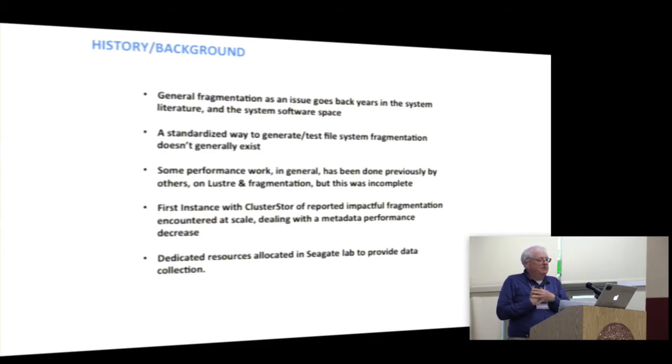The first instance with ClusterStor, which is our Seagate product, of a reported impactful fragmentation encountered at scale was dealing with metadata performance, with a metadata performance decrease. So Lustre can be affected by fragmentation on OSTs, not just the metadata. We're not talking about bandwidth here. And dedicated resources have been allocated within Seagate to provide data collection for this problem.